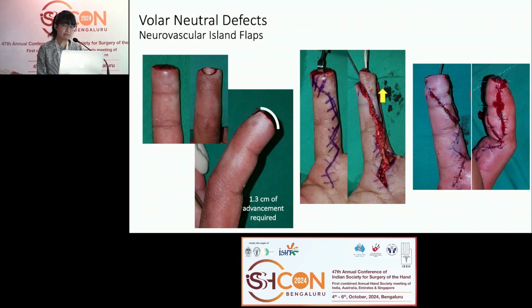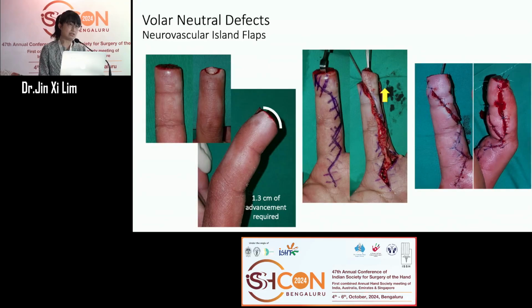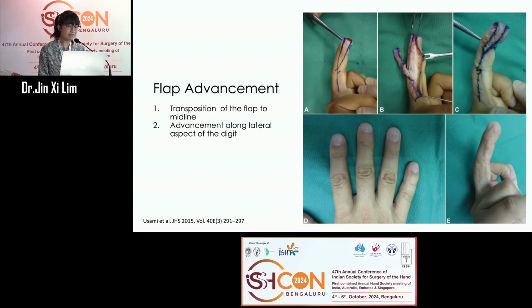There are subtle differences between a homodigital NVI and a Venkataswamy flap. In this flap, we dissect out the neurovascular bundle clearly. This flap covers the defect in two ways. First, by transposition of the flap to the midline, and the second way, by advancement of the flap along the lateral aspect of the digit.